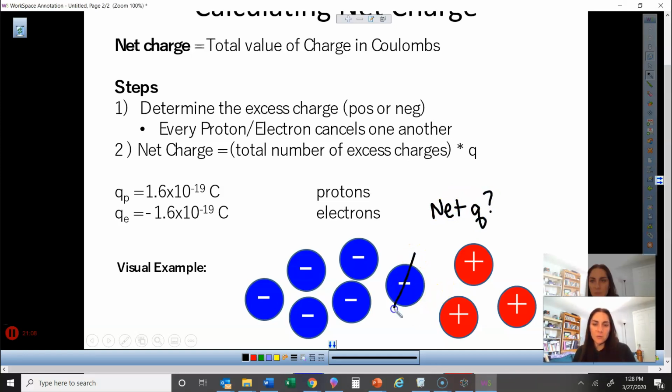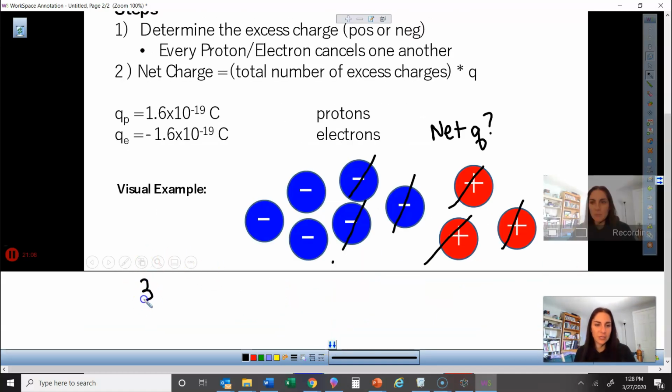Well, this electron will cancel out this proton because they have the same charge. Notice if I add them together, they would get 0. And that's true for every proton to electron. So there you go. You don't have to do exactly what I did. You could say 3 minus 3 here, and notice I'm left over with 3. So my excess charge is 3 electrons. Notice what I said there. So this is my excess charge.